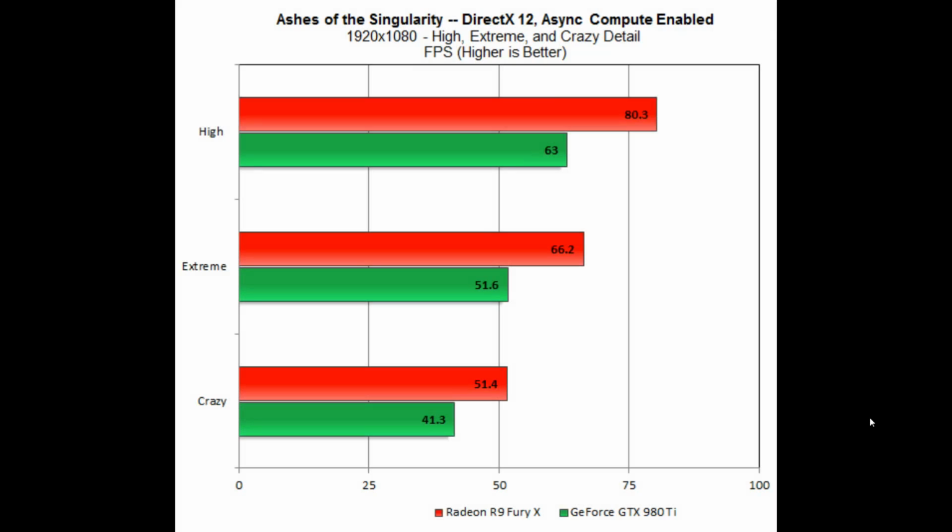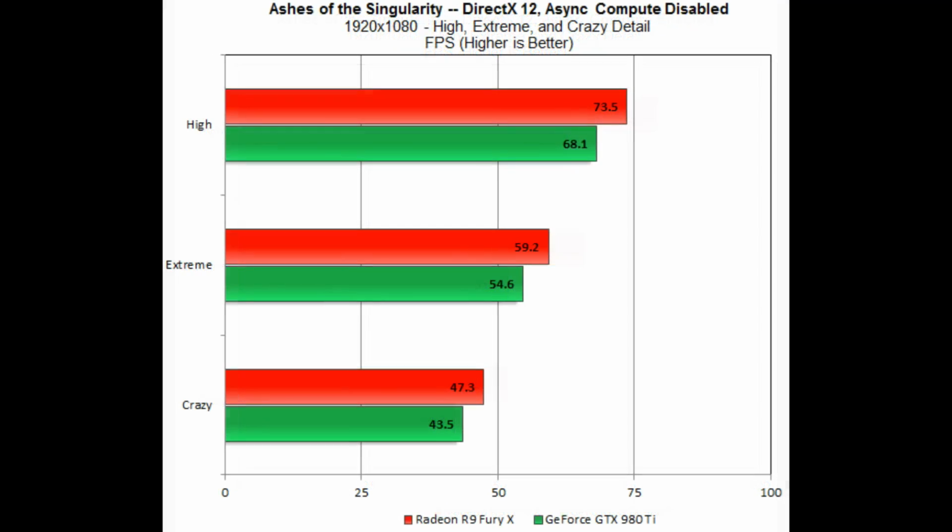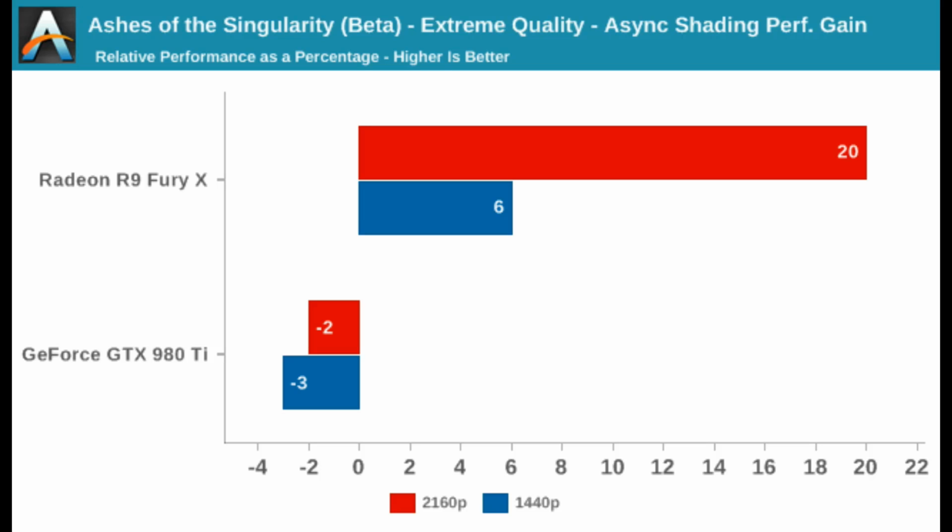However, at the same resolution and same settings, after async compute is enabled, the AMD cards gain another 10%. But what's really interesting is that the GTX 980 Ti loses performance in every single case this happens, and we can see that more clearly here in this AnandTech benchmark. Fury X actually gains 20% performance at 4K resolution when async shaders are turned on.